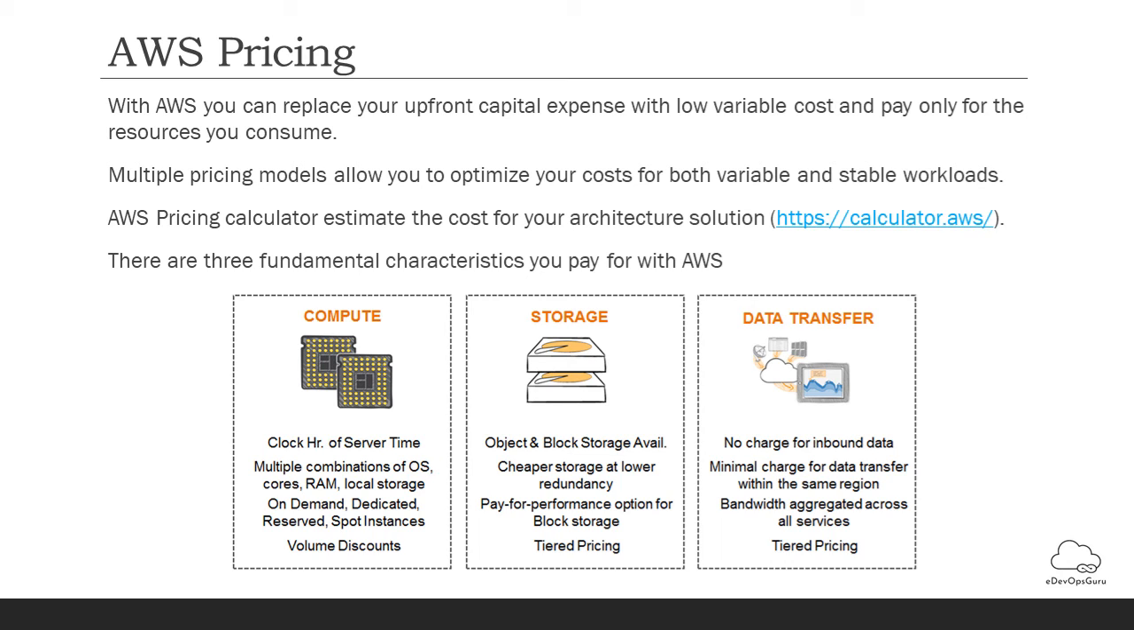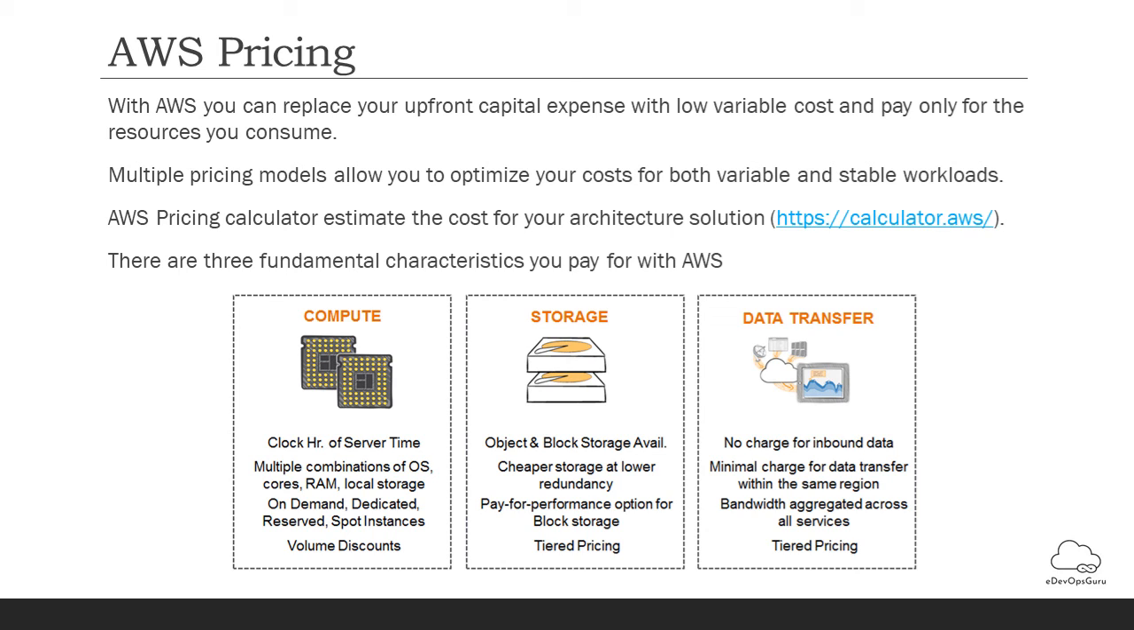So based upon types, the prices are calculated. Then how much storage you use, and based upon the performance, like how many input output operations per second you want, that also qualifies for calculating the price of a storage device. And next one is the data transfer.